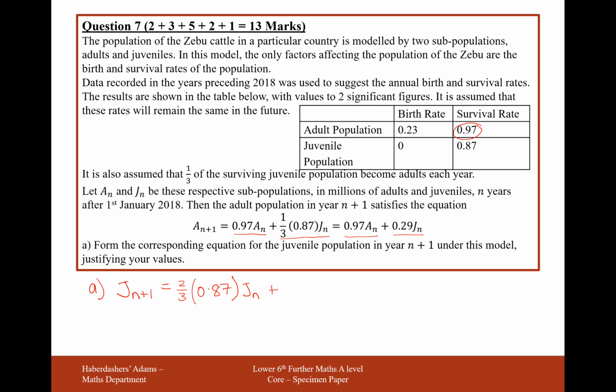And then we have to add on the birth rate. So because 23% of the adult population effectively give birth, we're going to have 0.23 times, not Jn, but An, the amount of adults in the previous year. So simplifying this, let's put the An first, 0.23 An plus 0.58 lots of the Jn. Okay, so that's how we'll work out the juvenile population.